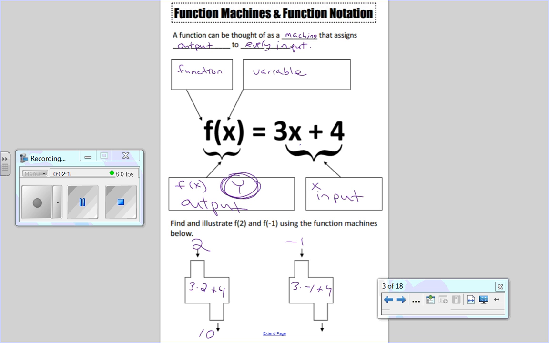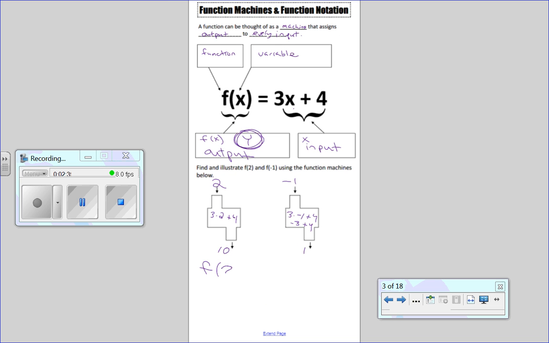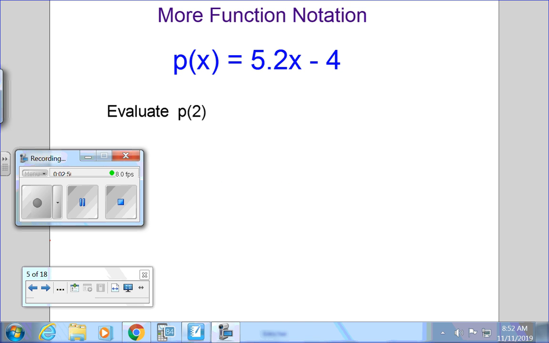And what does f of negative 1 equal? 3 times negative 1 plus 4. Can you do that in your head? No, it's not 7. 3 times negative 1 is negative 3. Now we're adding the 4. 1. Yes. So you could write f of 2 equals 10 and f of negative 1 equals 1. Does that make sense? When I put a 2 in the function, I got a 10. When I put a negative 1 in the function, I got a 1. So basically just plug a 2 in for x.